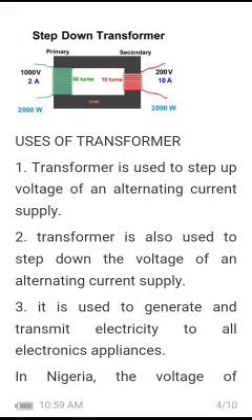What are the uses of transformer? Transformer is used to step up the voltage of an alternating current supply. It's also used to step down the voltage of an alternating current supply. It is used to generate and transmit electricity to all electronic appliances.